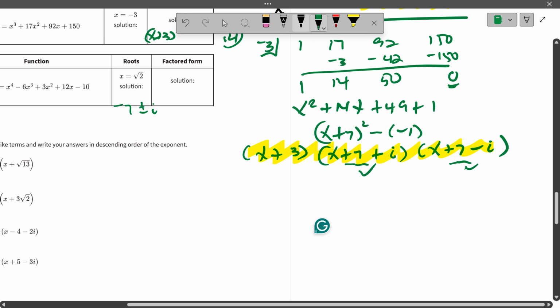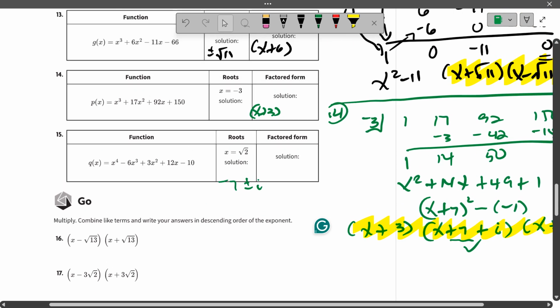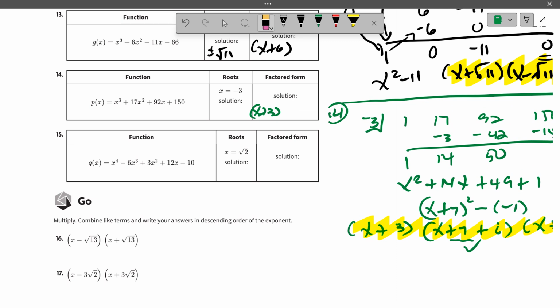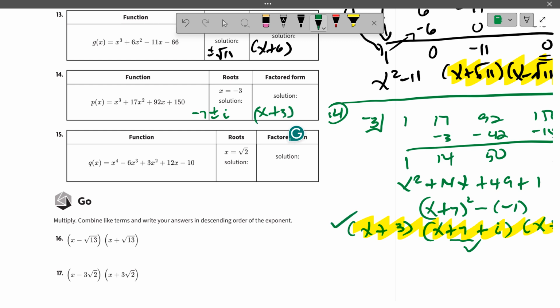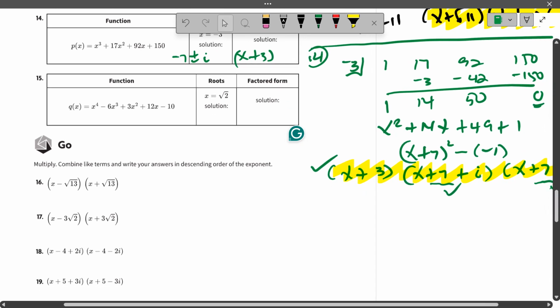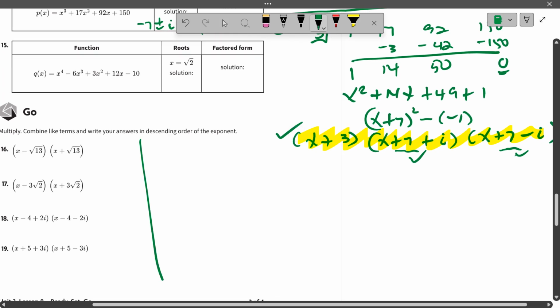All right. At the expense of the workspace for the remaining problems, I think there's one more here. Actually, this should be up here. But the other roots are negative 7 plus or minus i. All right. And then if I make that a little clearer, that's x plus 3. And there are my factors. Now, excuse my coughing here. On the next problem, I'm going to use this space, and then I'll come back to 16 through 19 in a second.